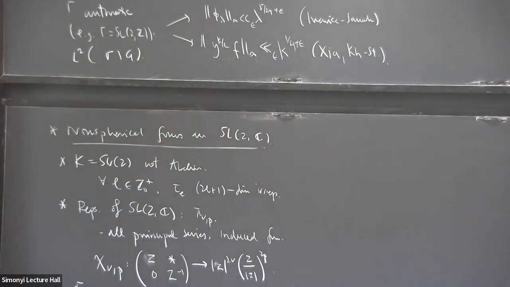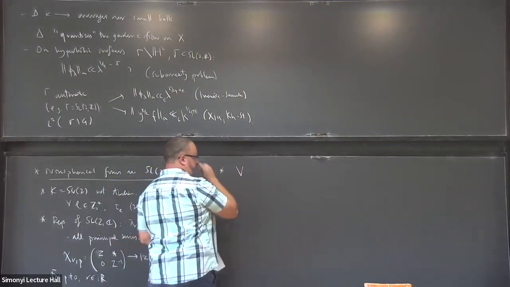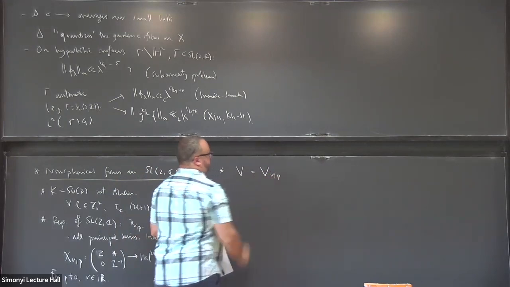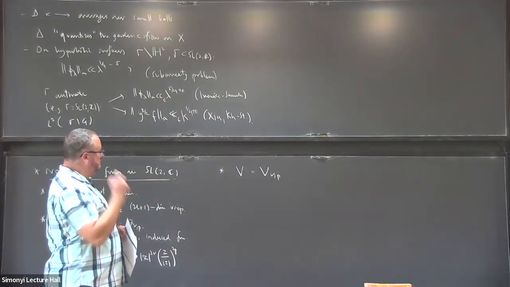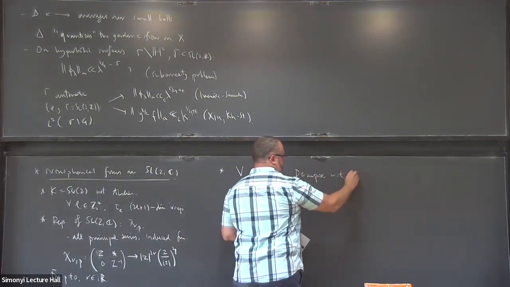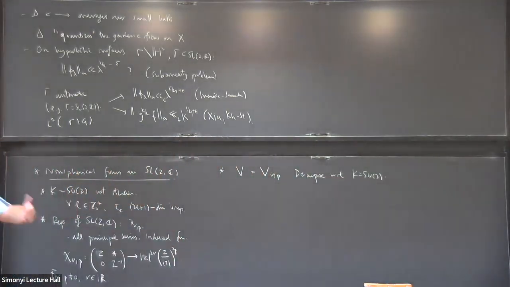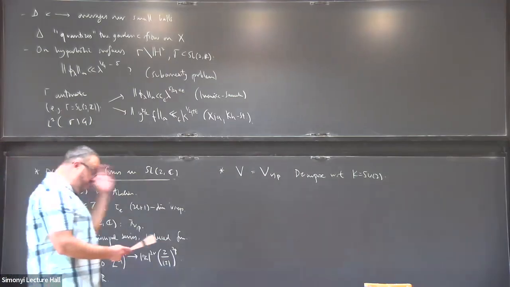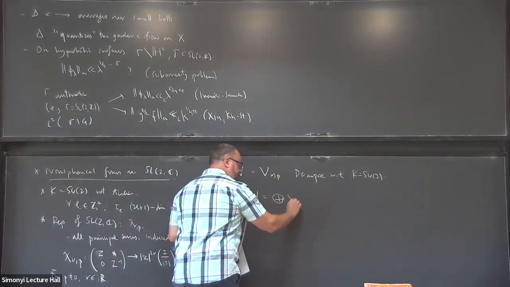So there are these principal series representations, and what do they look like? So what does this representation look like? I can think about this representation space V. And as I said, once p is not 0, these representations do not contain a spherical vector. So we can decompose this with respect to the action of K, which is SU2. K is a compact group, so I can decompose any reasonable representation into a sum of irreducible reps.